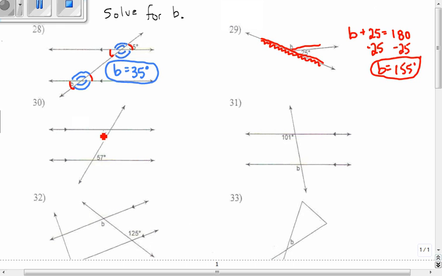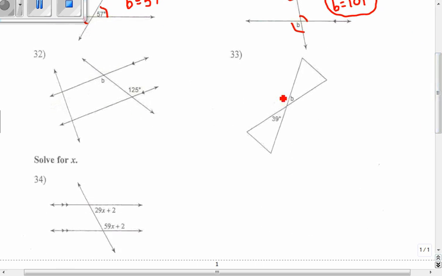Okay, problem 30. Once again, we want to mark. And we can be done at this point. Do B and 57 have the same mark or different marks? The same, so we know that B is equal to 57 degrees. Alright, do B and 101 have the same mark or different marks? The same, so B is equal to 101 degrees.